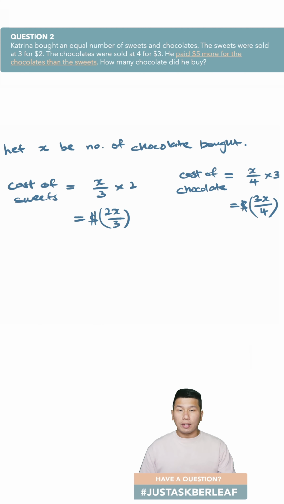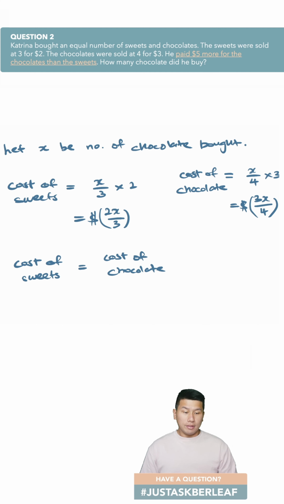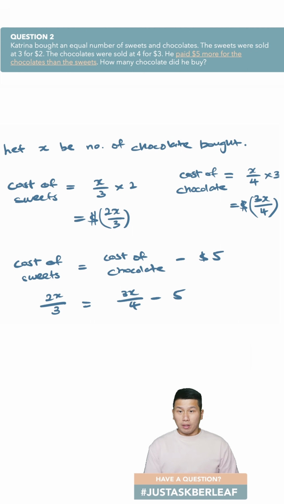So once we have the cost of both items, we can then connect them by using the last piece of information, which is the cost of the sweets, right? And we know that the cost of sweets equals the cost of chocolate minus $5, as chocolate costs $5 more than the sweets, right? Since we have all components required, we therefore can just put in the numbers and form up our equation. And that is where we have, for this cost of sweets, 2x over 3 equals 3x over 4 minus 5. And voila! That's it.